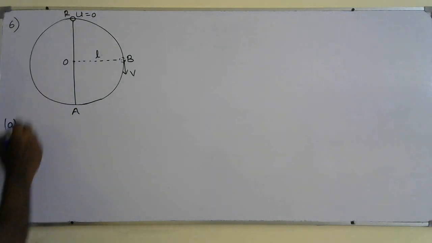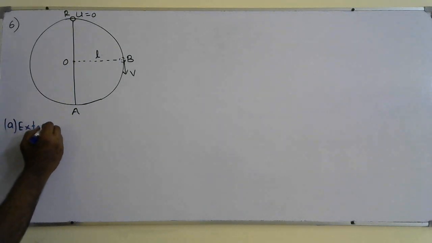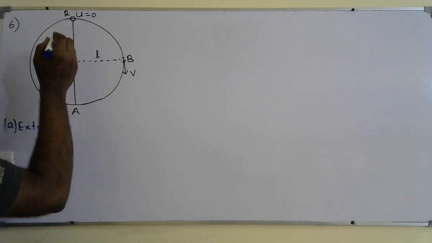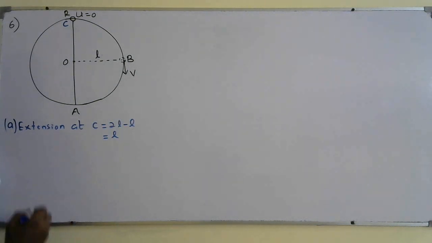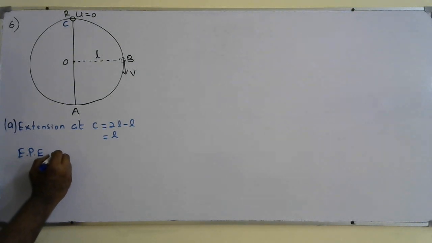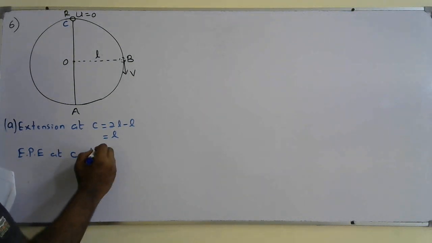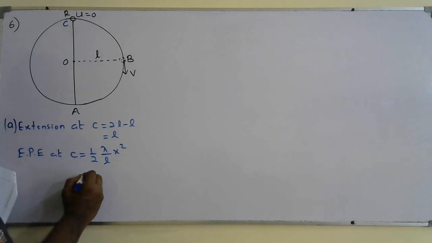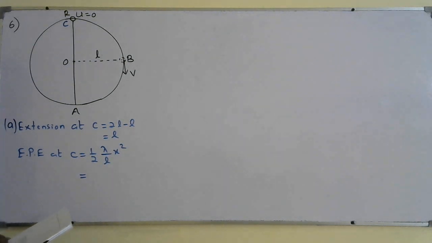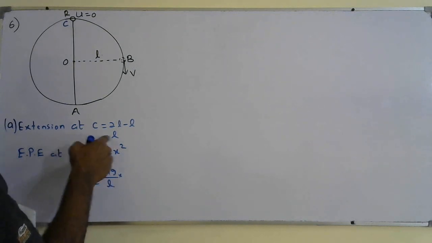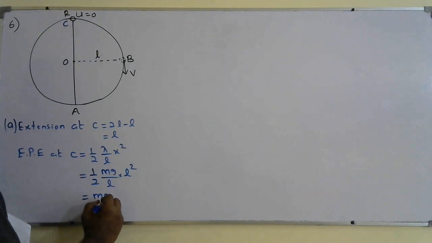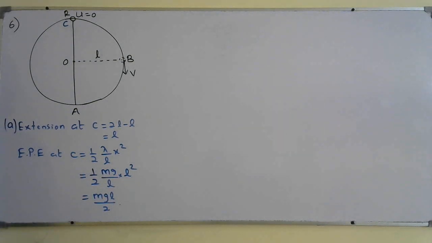Okay, first we will find the extension at the highest point. We'll name this point C. Extension at C is 2L minus L, that is equal to L. So the elastic potential energy at C is half lambda over L x squared. The modulus of elasticity lambda is given as mg, so half mg over L times L squared. That is going to be mgL by 2, right? So that's the elastic potential energy at C.